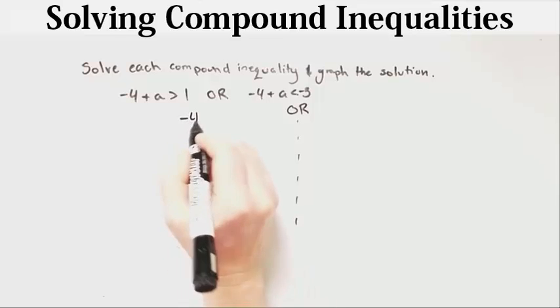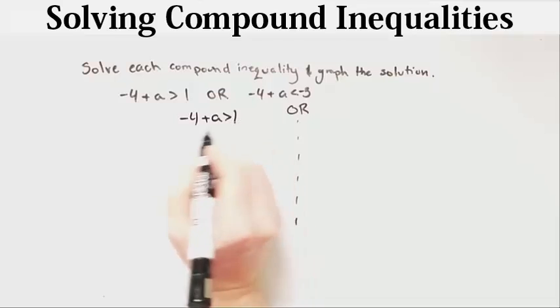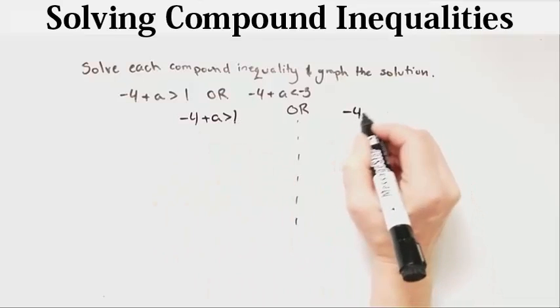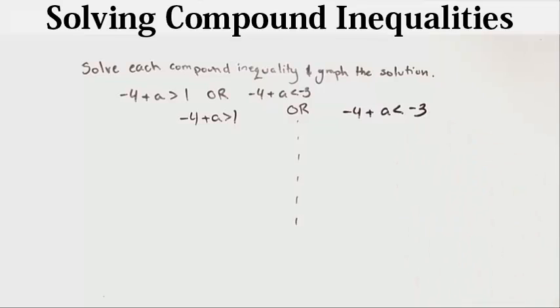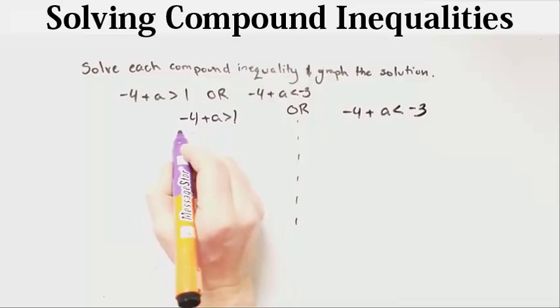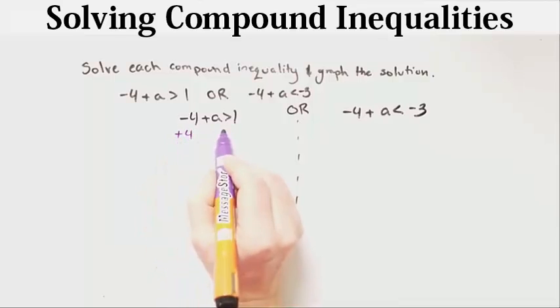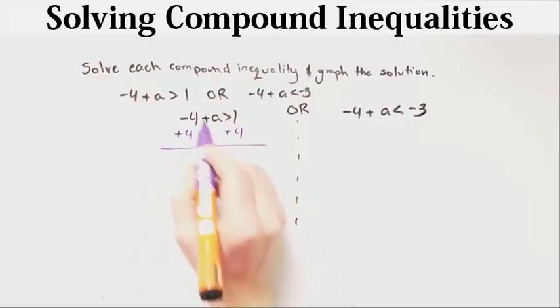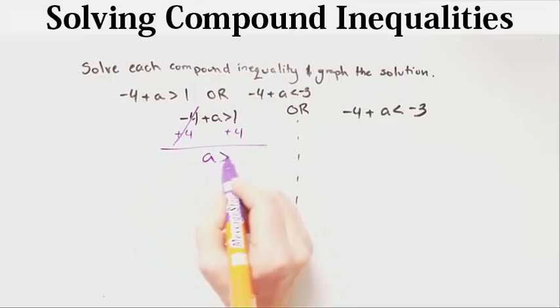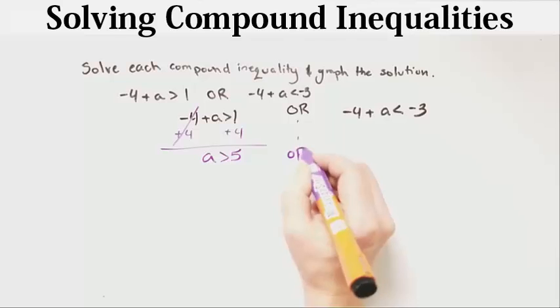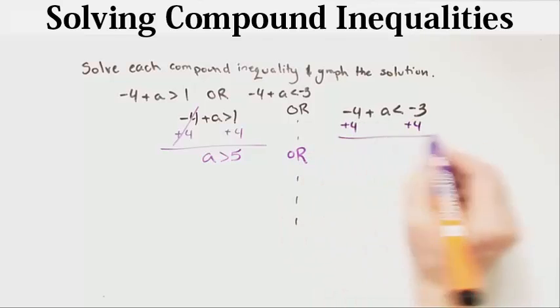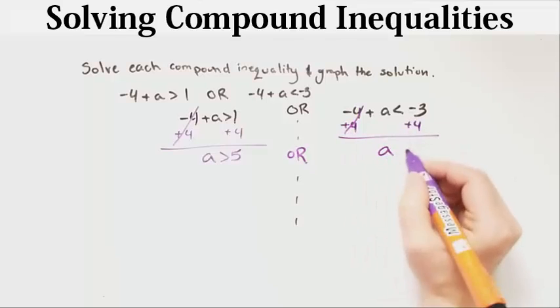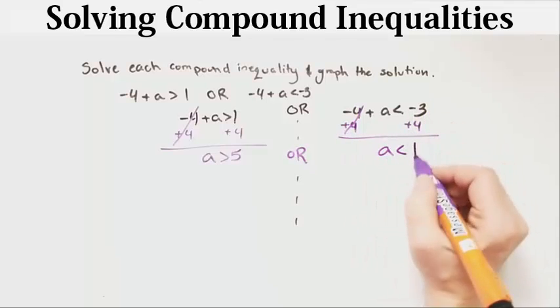So we have -4 plus a is greater than 1, or we have -4 plus a is less than -3. We need to solve for these two problems and see what we get. So order of operations backwards meant I had to pair this -4 up with the +4. So I have a is greater than 5, or pairing up the -4 with a +4, I have a is less than -3 plus 4 is 1.